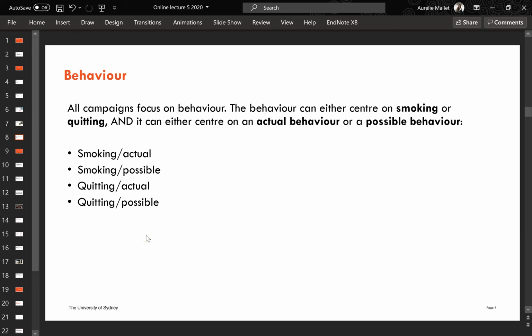Then we looked at the last one, which was behavior. So we're looking at whether a campaign focuses more on smoking versus more on quitting. In addition, a campaign could focus more on an actual behavior that you're doing, as opposed to a potential possible behavior that you could do. So we then end up with these 4 possible combinations: campaigns that focus on smoking as an actual behavior, smoking as a potential behavior, quitting as an actual behavior, or quitting as a possible behavior.